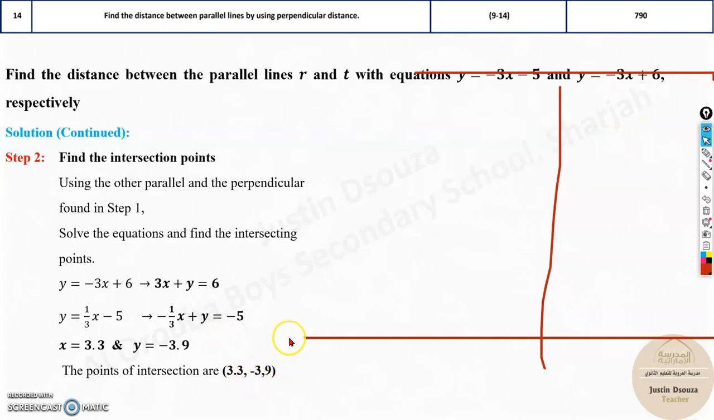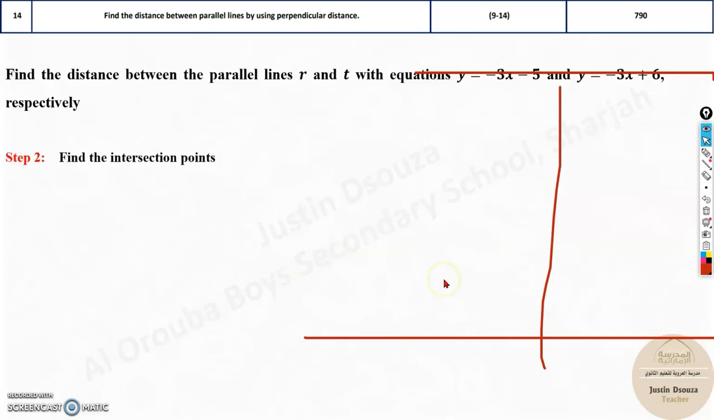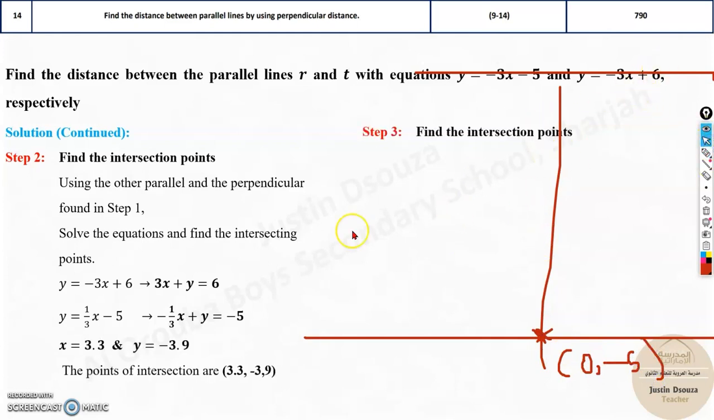Over here, sorry, let me just go back over here. One was this one over here, the intercept, because we started from there. So the perpendicular line started from there, that is 0 comma minus 5, and now we find the perpendicular line's intersecting point with the other equation as well. This one is 3.3 comma minus 3.9.